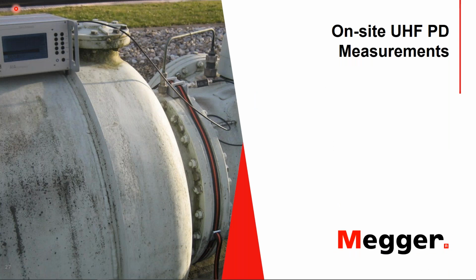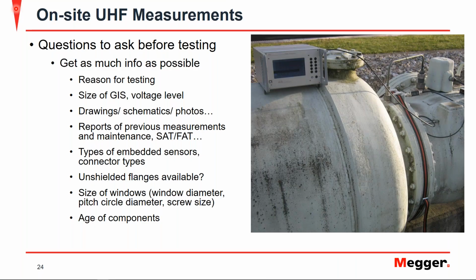Now that we've discussed the sensors, let's move on to discussing on-site UHF PD measurements. When performing on-site UHF PD measurements, it's important to ask questions before testing to get as much information as possible. These questions can involve the reason for testing. Is it maintenance? Was there a fault? Get some idea as to why you're out there testing. It's also important to know the size of the GIS and the voltage level. Ask for drawings and schematics, so you know if they have embedded sensors readily available, where they are, the different gas compartments, and so on.